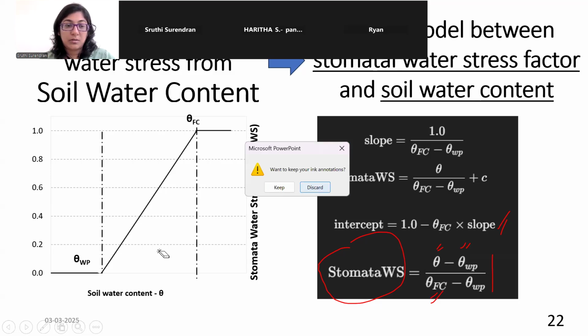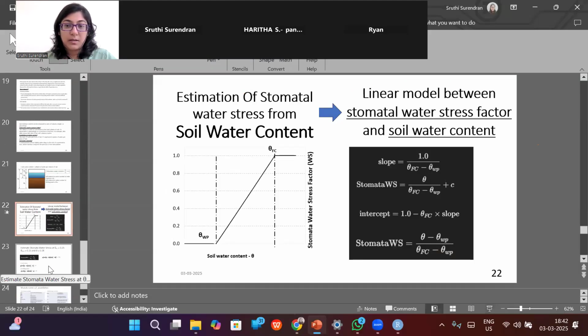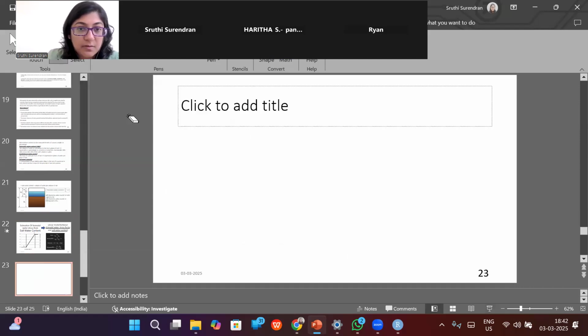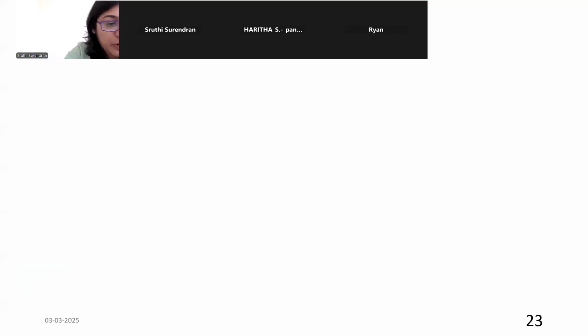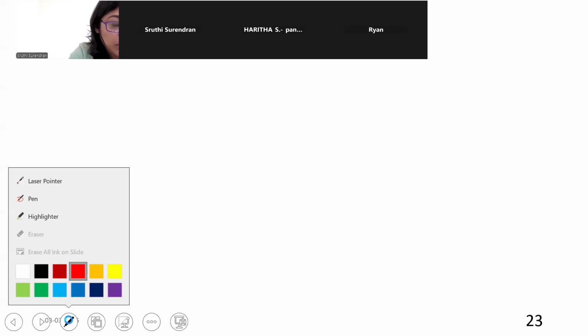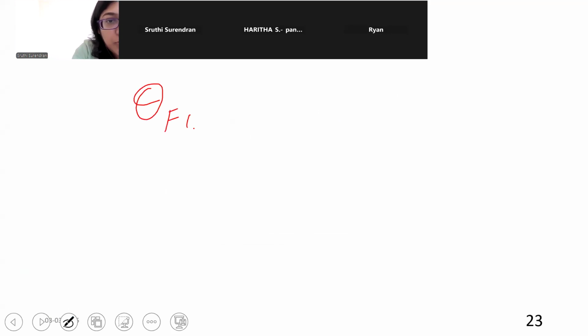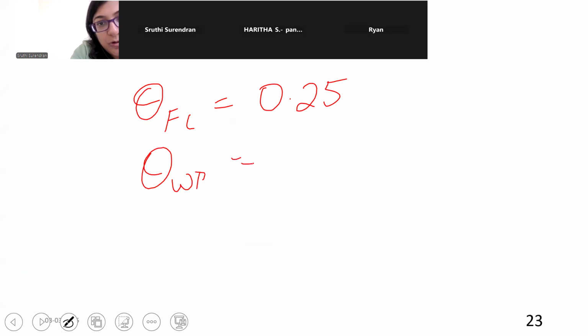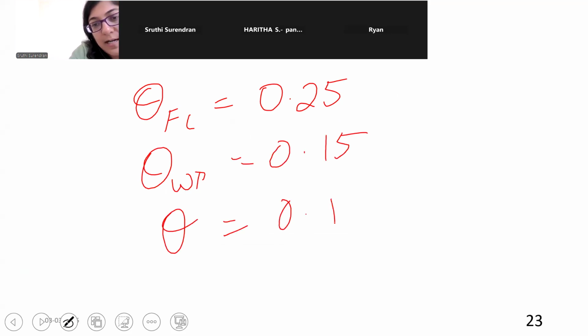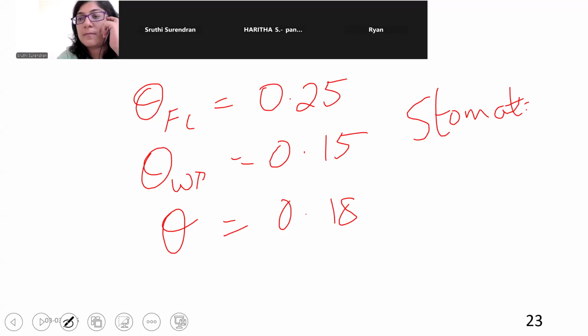I would like you to do a problem here. Please find out the stomatal water stress for theta Fc is equal to 0.25, theta Wp is equal to 0.15, and theta is equal to 0.18. It is a very simple problem. Find out the stomatal water stress for these conditions.